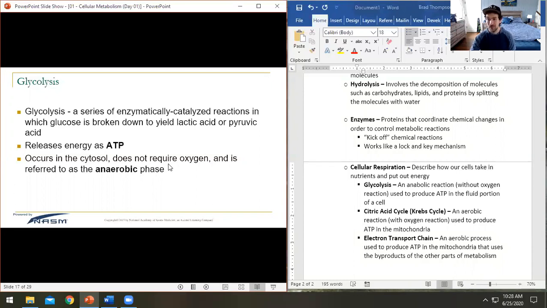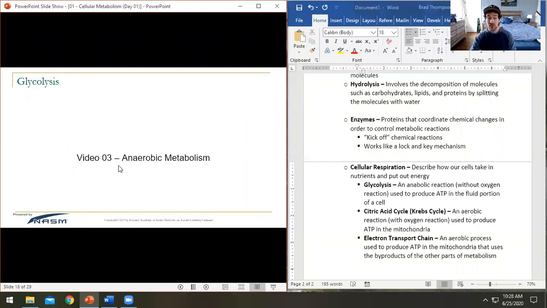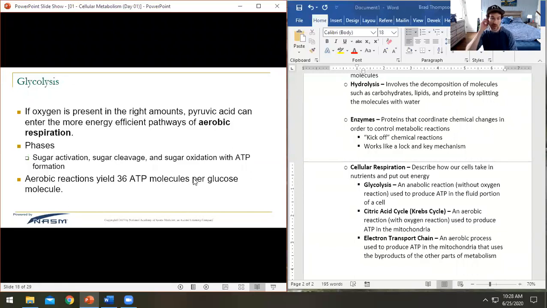Both of them are just fluids, right? And so this is very much an anaerobic process because it's taking place in the fluid portion. There's no oxygen in there. Now, if oxygen becomes present in the right amounts, you're going to end up with aerobic respiration. It's going to transfer into those mitochondria.